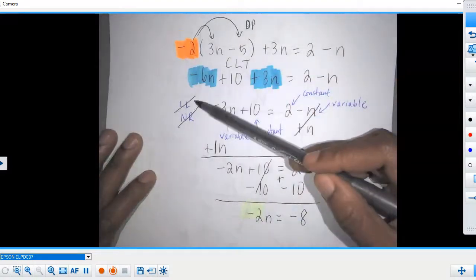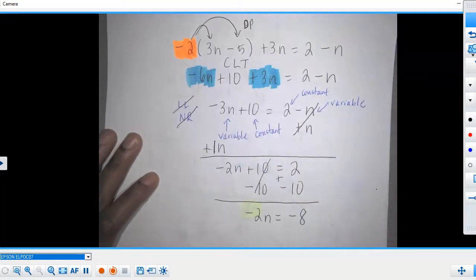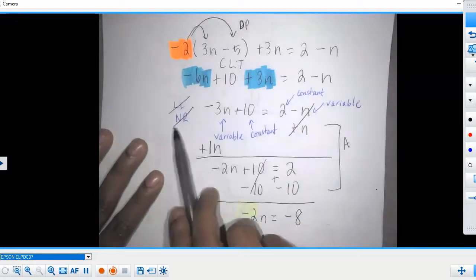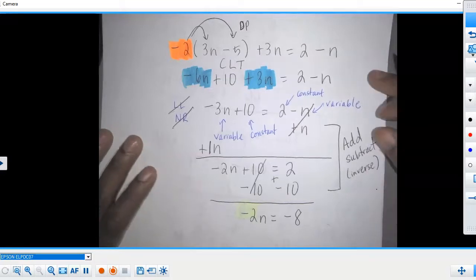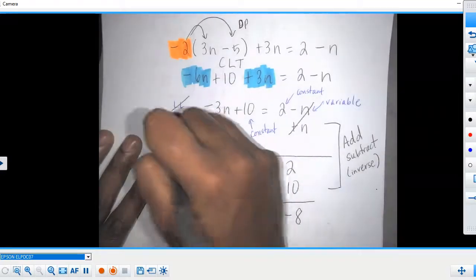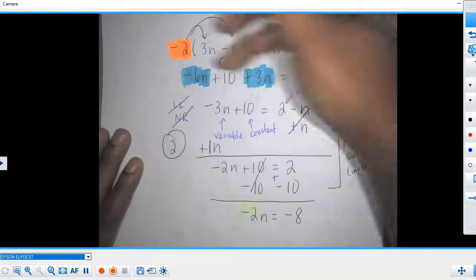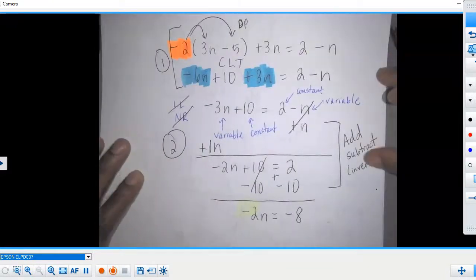Okay? In the letters left, numbers right step, please listen to this part. That's where we always do, for inverse operation, addition or subtraction. So this right here, where we do letters left, numbers right, that's when we do addition and subtraction as the inverse operation. Okay, that's the part that I was talking about. All of that is step number 2. And then distributive property and combine like terms, all of this is step number 1.